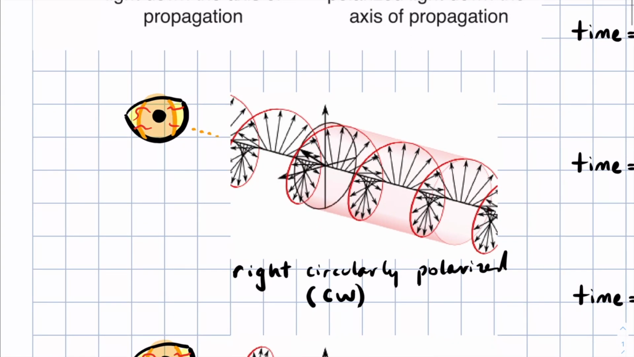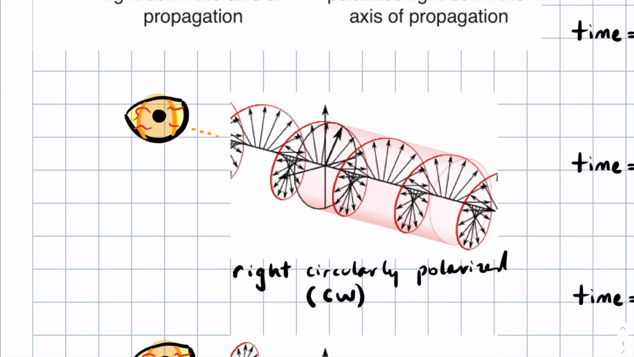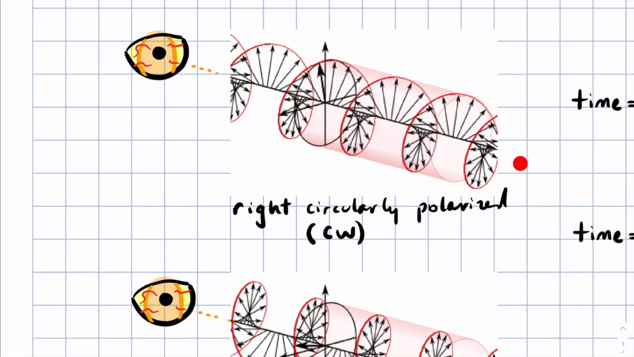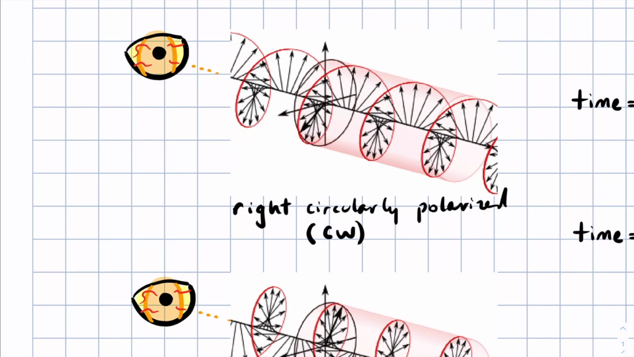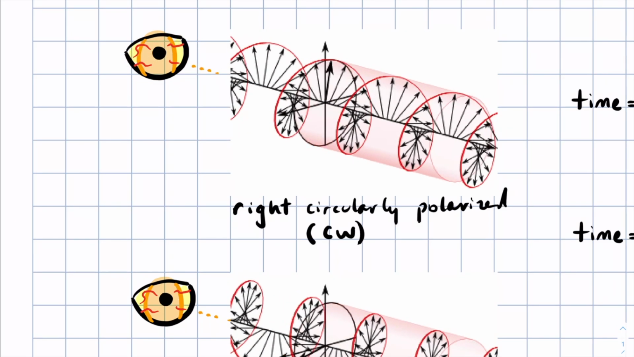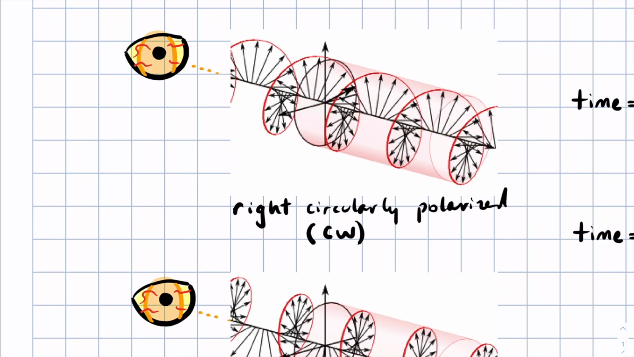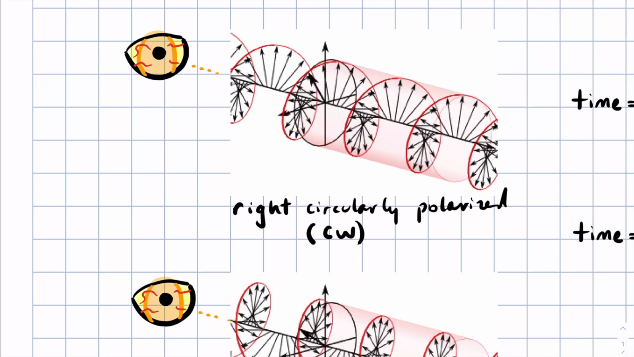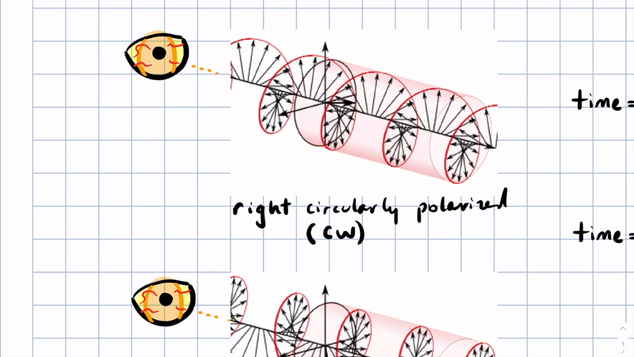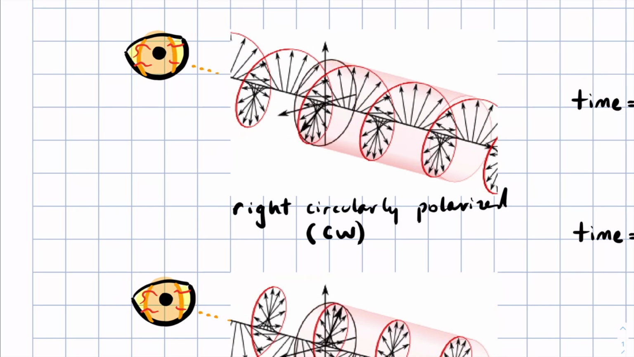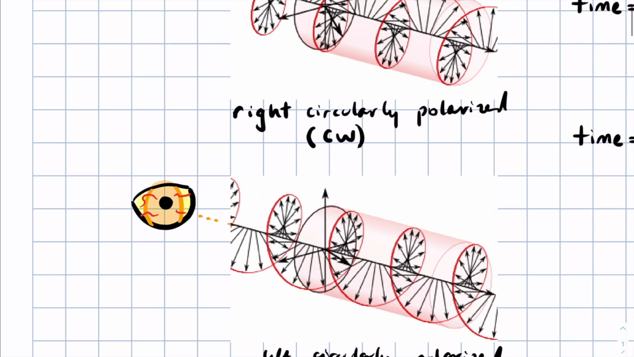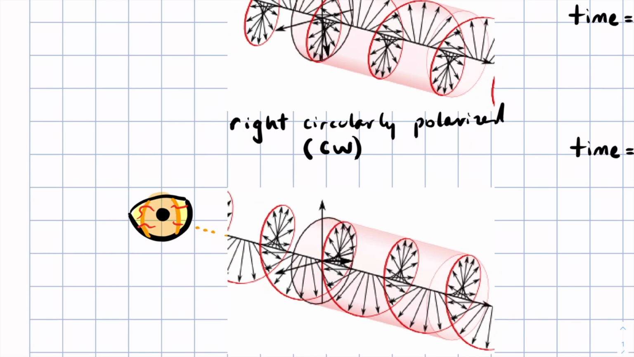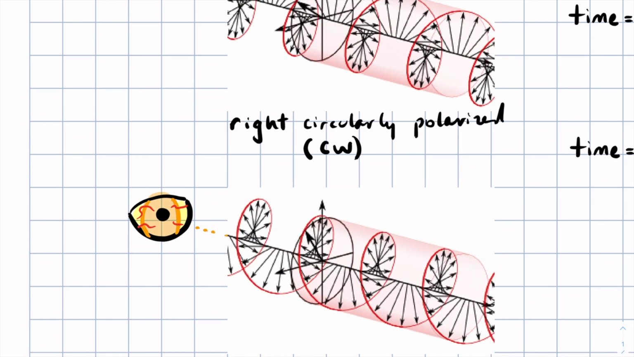Here's a GIF of two different handednesses of circularly polarized light. The direction of propagation is this way, and we're looking at it from behind. So from behind, we would say this is clockwise, right-handed circularly polarized light. What we mean by that is the direction of oscillation is spinning around in a circle. It traces out a helical pathway. And then you've got left-handed circularly polarized light, which is tracing out a pathway in a counterclockwise direction.